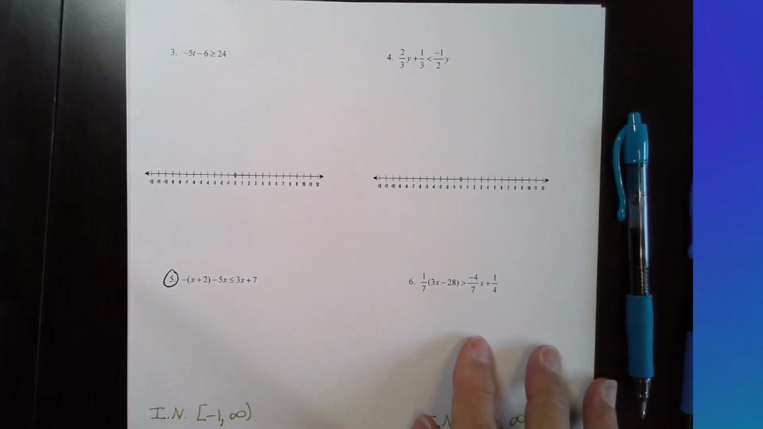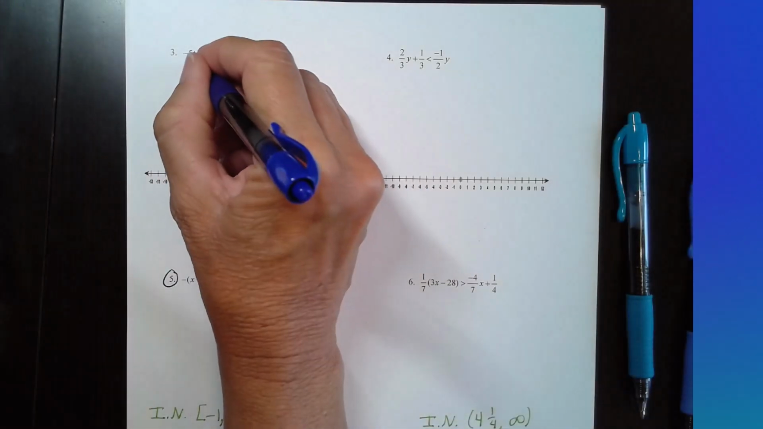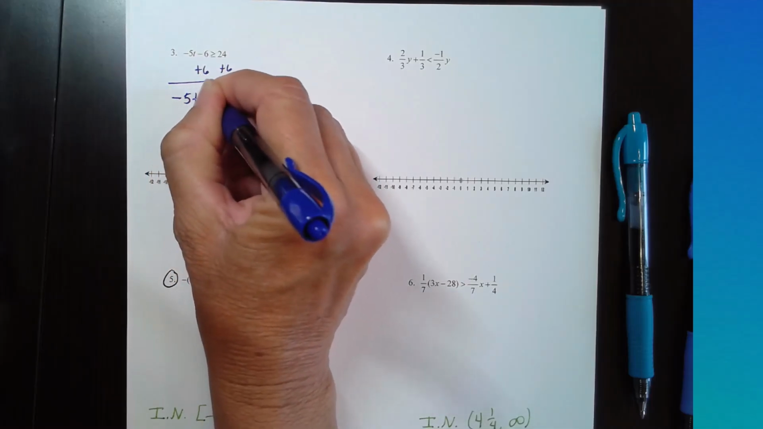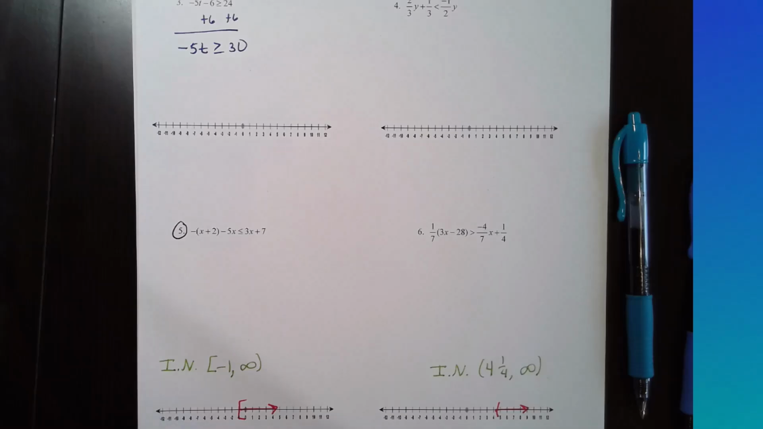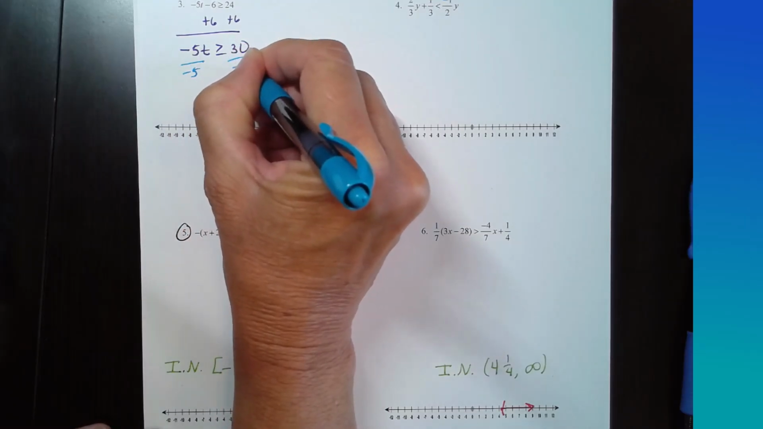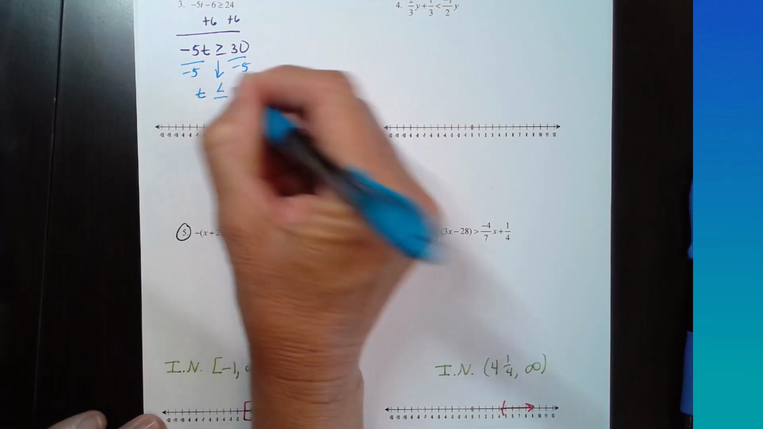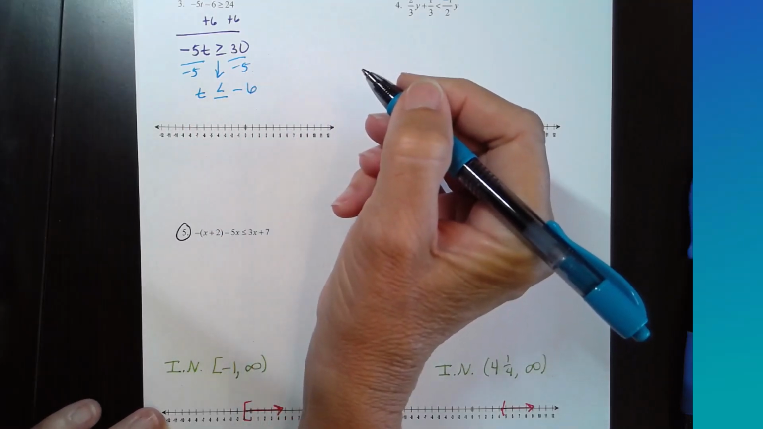Number 3, -5t minus 6 is greater than or equal to 24. We'll follow the rules and the steps from the previous page. We need to add over the 6 to the other side. So -5t is greater than or equal to 30. Then what do we need to do? We need to get the variable having a coefficient of 1, so we need to get rid of the -5. So we'll divide by -5, and there is that key point. Whenever you divide by negative, what happens to the inequality? It flips. So t is less than or equal to -6.